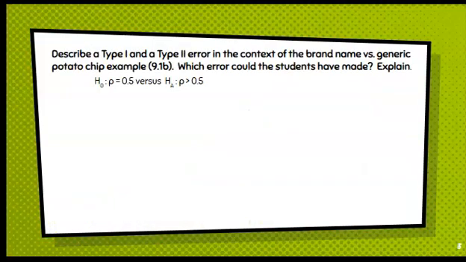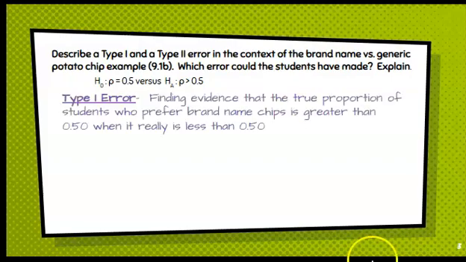So it says to describe a type 1 and type 2 error in the context of the brand name versus generic potato chip example from last video. Which error would the students have made? And explain. So it's really important when you're defining the errors that you refer back to what's the null and what's the alternative. So the type 1 error is when we rejected the null. So think about the wording when you reject the null. That you found evidence, right? Found evidence of the alternative.